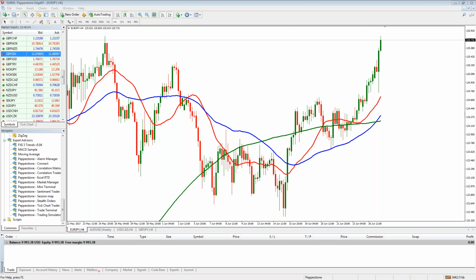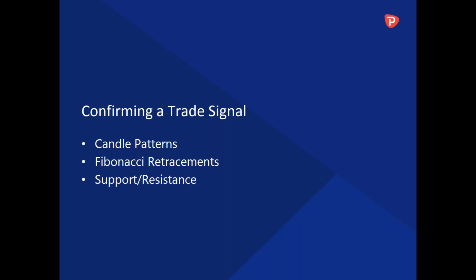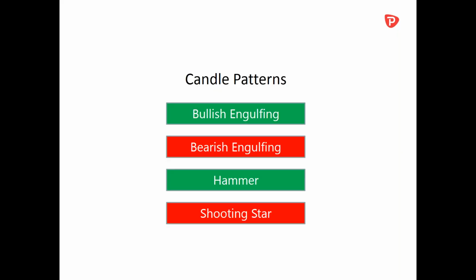So let's just jump back into the slides now and take a look at how we can confirm this trade signal and get other reasons to potentially be involved in the trade. Those are going to be things like candle patterns, Fibonacci retracements, support resistance, which we covered last week, and also sometimes patterns and channels. We want to start using these as confirmation of trade signals. So let's take a look at some candle patterns.